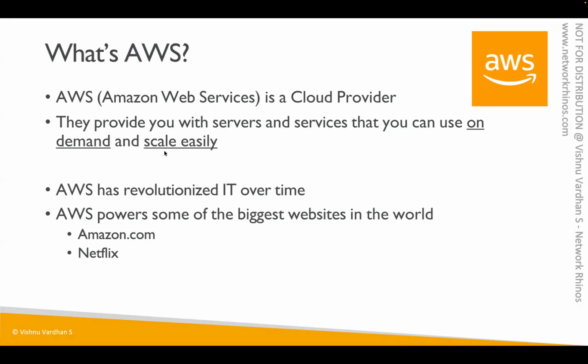Scale easily means imagine next day morning you need 50 GB or 100 GB of storage instead of 15 GB. You can pay in one click, and they can increase that storage. Instead of 15 GB, they will give you 100 GB. That's called scale easily. So these two things are very important in cloud. And AWS has revolutionized IT over time. As of now, the biggest companies like Amazon.com and Netflix are powered by Amazon Web Services only.